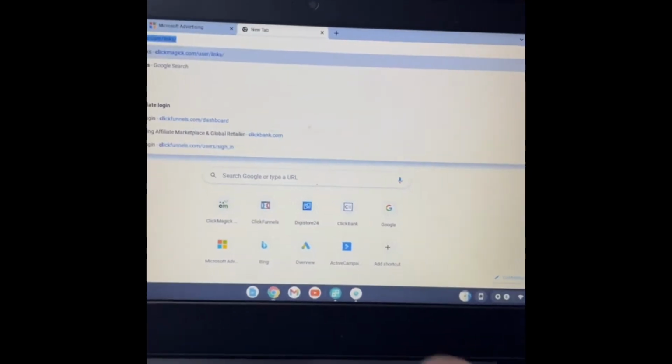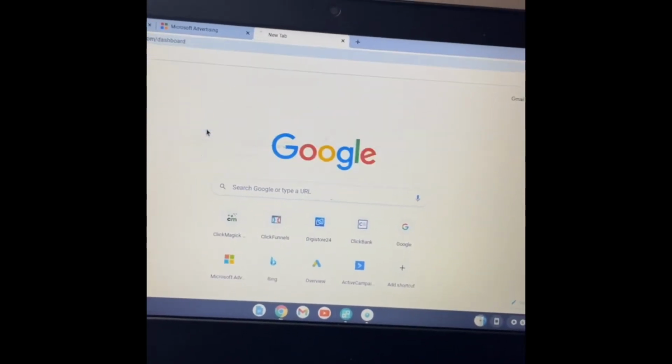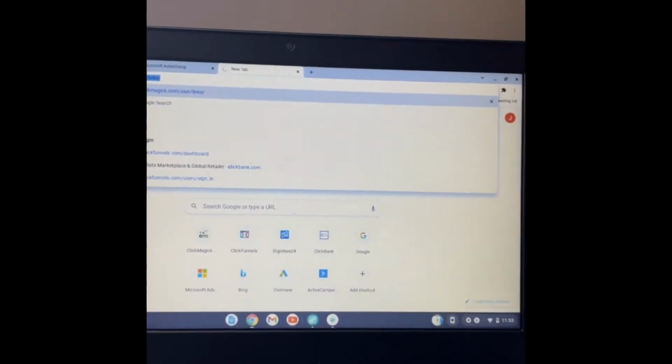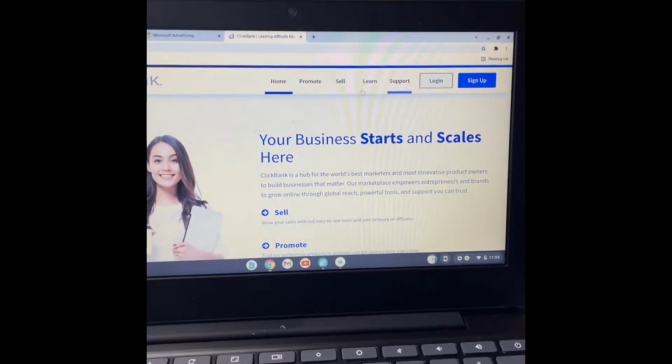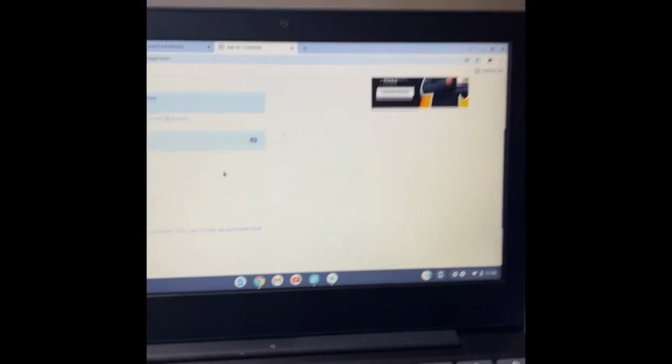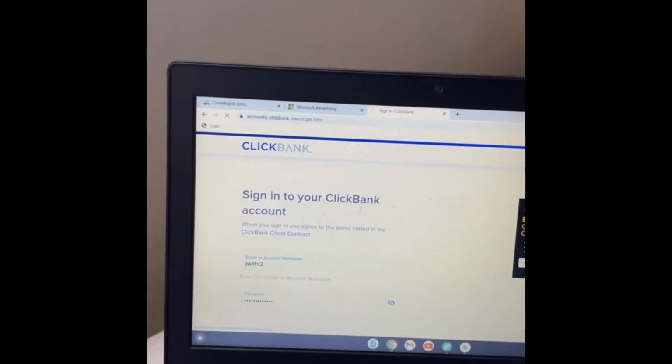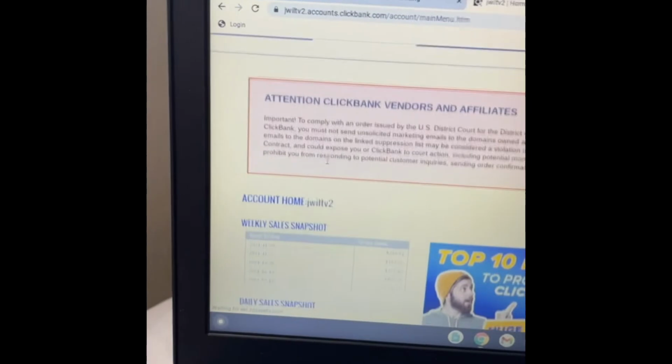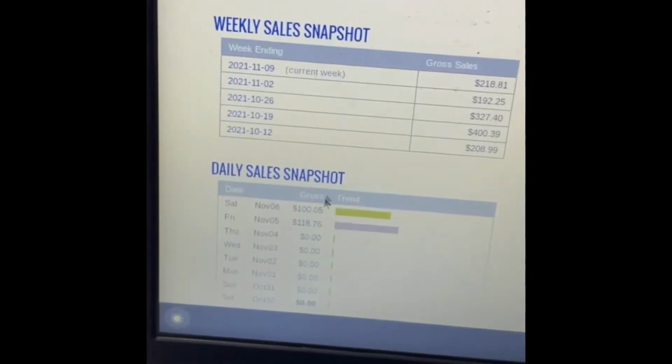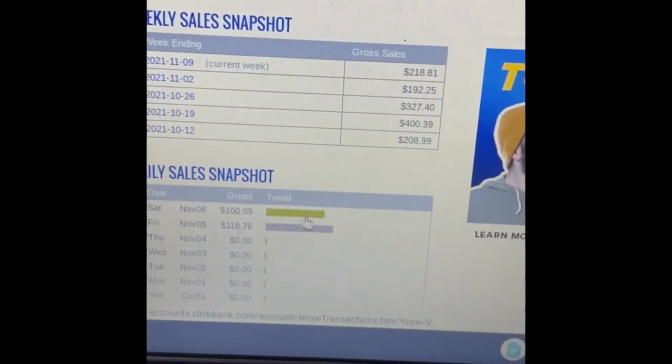Let's swing over to our ClickBank, see if we made any sales today. Whoops, wrong website. Log in. Let's go. Today is Saturday, November 6th. We made a $100 sale today. So let's go and see where we got the sale from. We're gonna click on ClickMagic. As you can see, we received 1 sale for Aspirational.